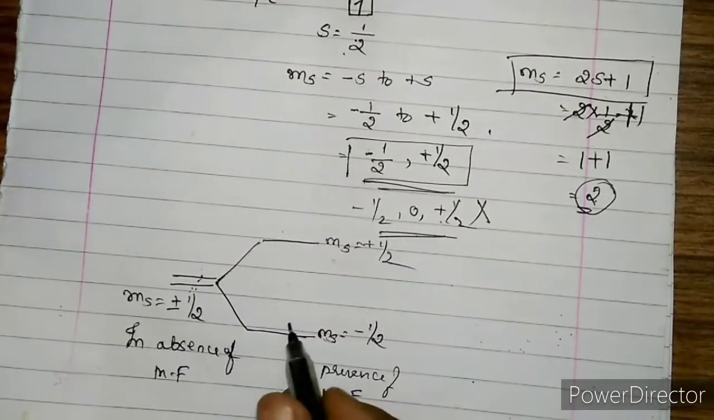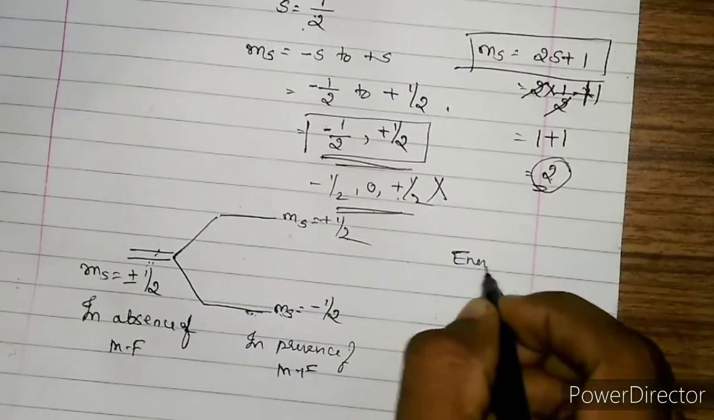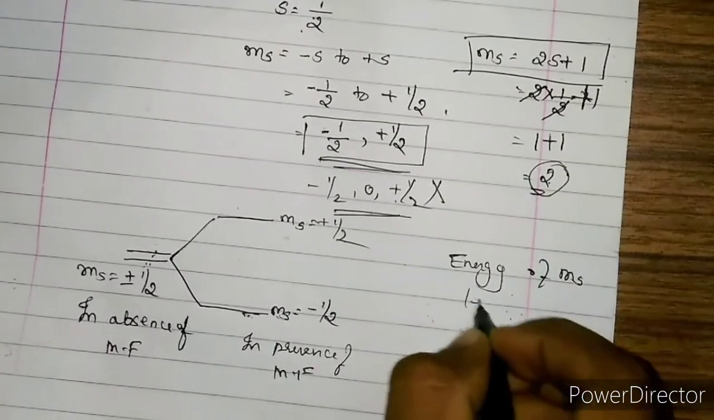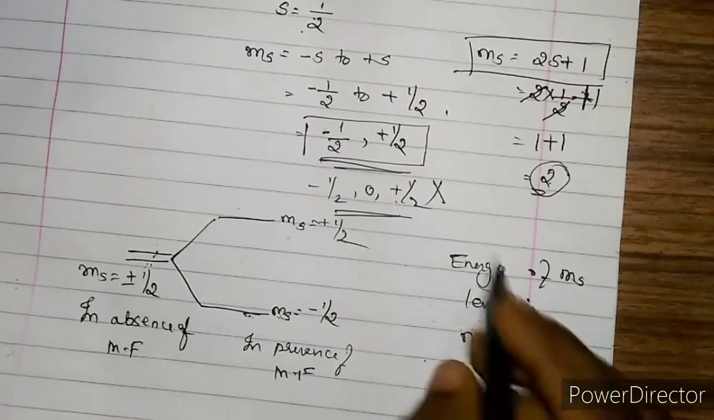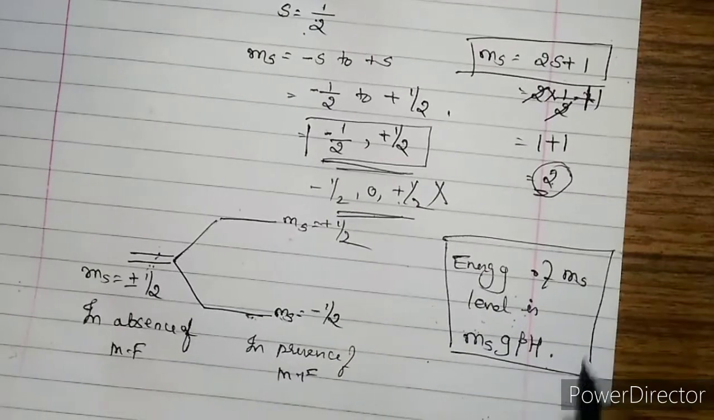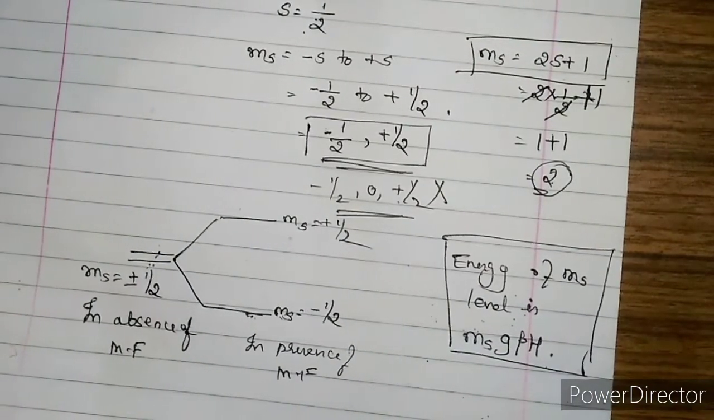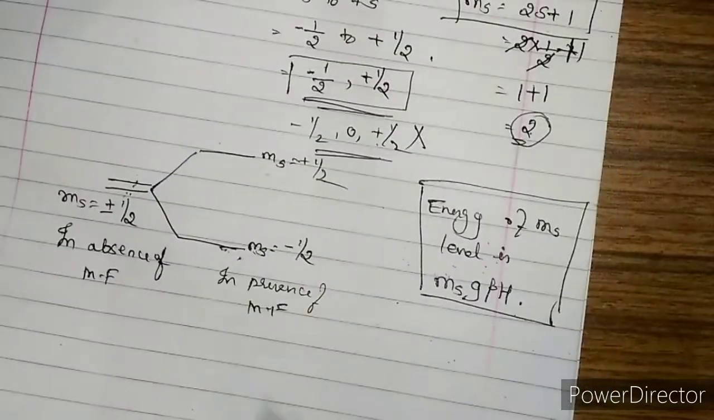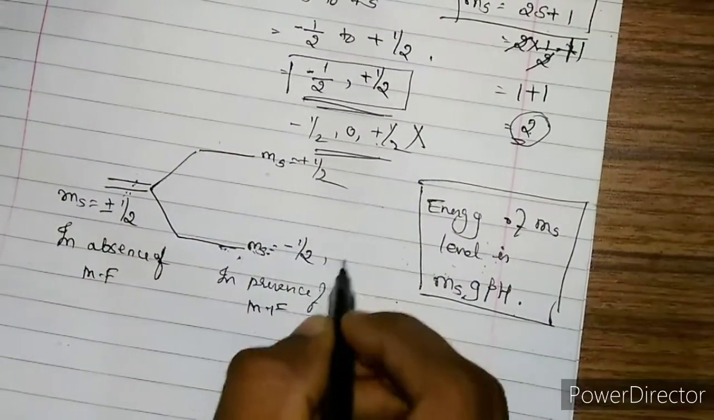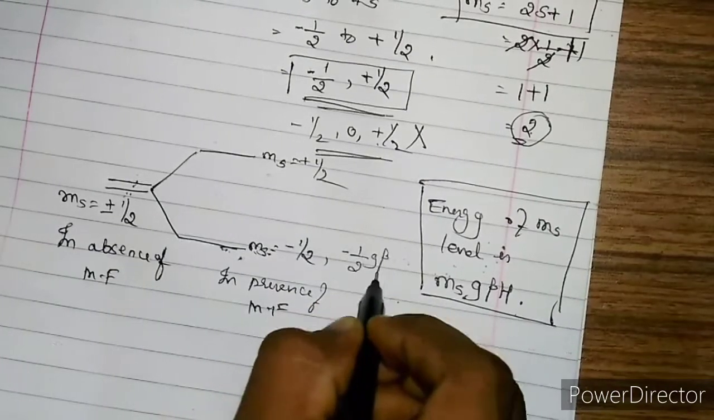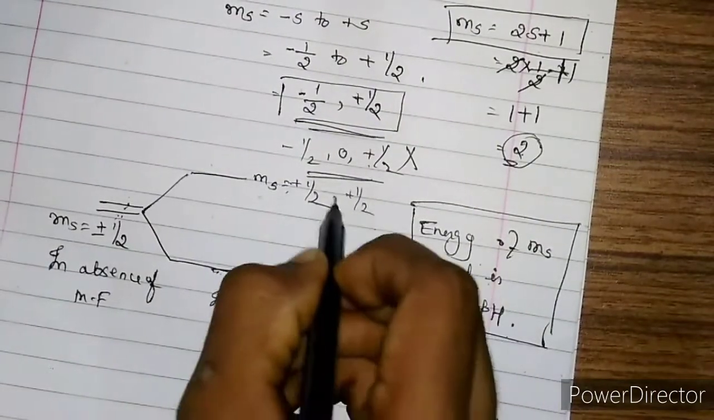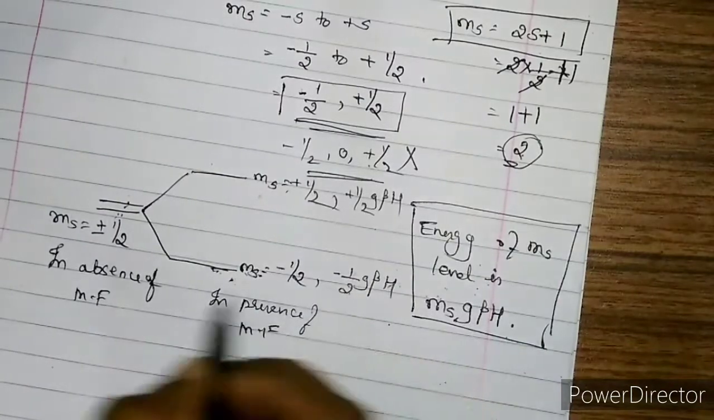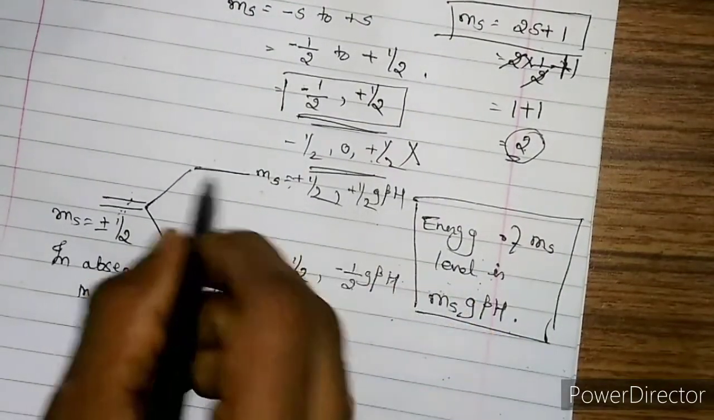plus half. Now, the energy of the MS level is given by this formula: MS g beta H. This is the formula to calculate the energy of an MS level. Using this formula for this level, what is the energy? For this, MS is equal to minus half, so the energy will be minus half g beta H. For MS equal to plus half, the equation becomes plus half g beta H. This is the energy for the lower level, while this plus half g beta H is the energy for the upper level.